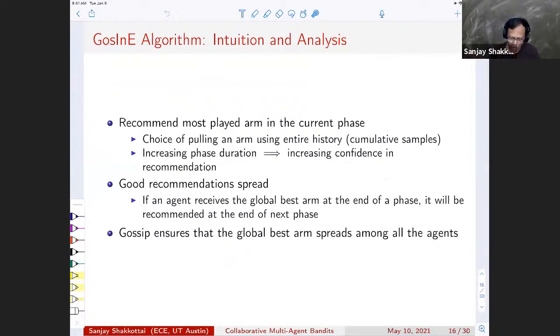So the intuition is you recommend the most played arm in the current phase. The choice of pulling an arm uses the entire history. Phase duration increases, so confidence in the recommendation increases. And we want gossip to ensure that the best arm spreads through all agents.